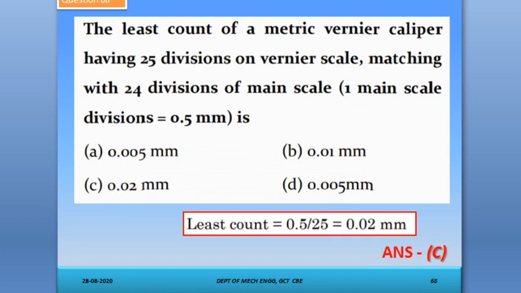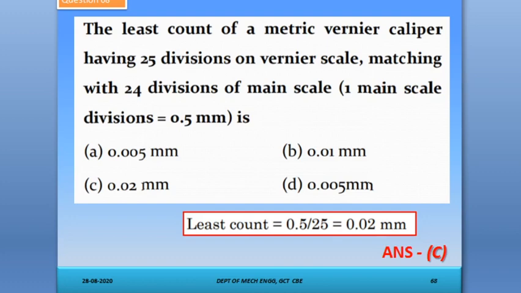Next one. The least count of a metric vernier caliper having 25 divisions on the vernier scale matching with 24 divisions of the main scale is to be found. One main scale division is equal to 0.5 millimeter. The vernier scale has 25 divisions, matched with 24 divisions on the main scale.